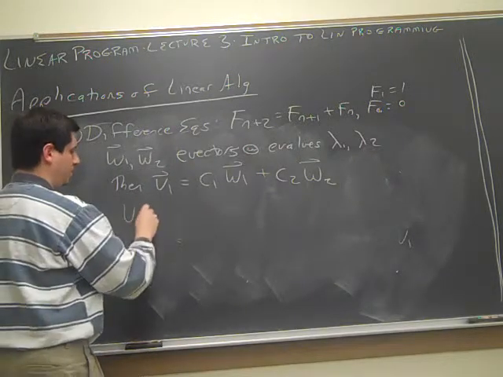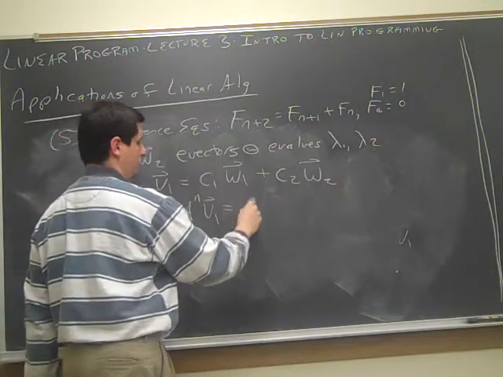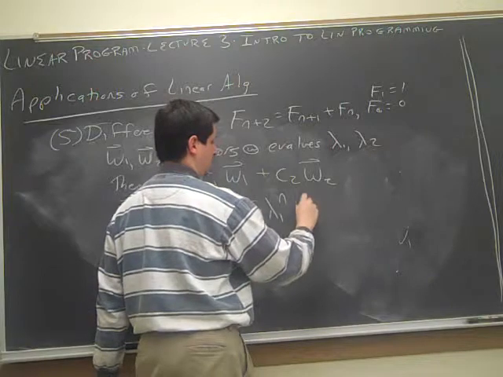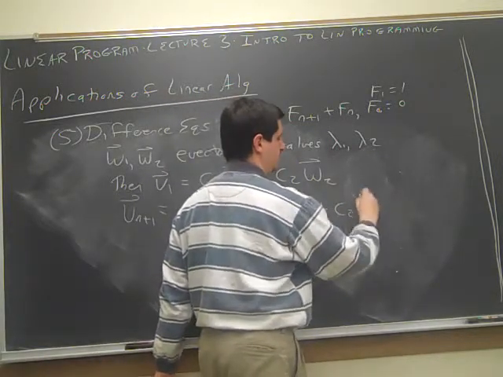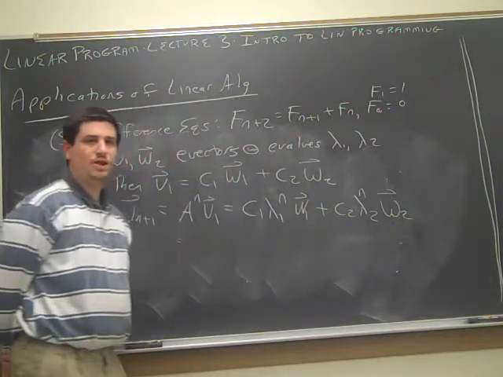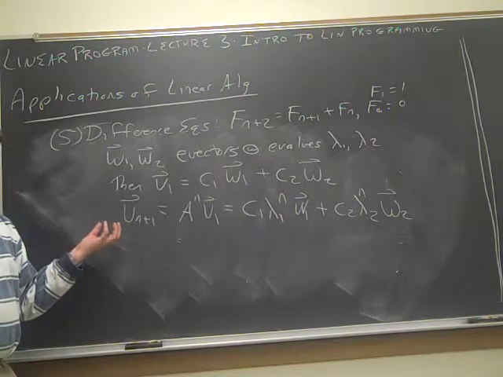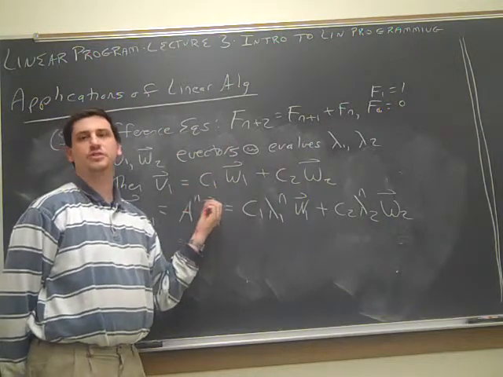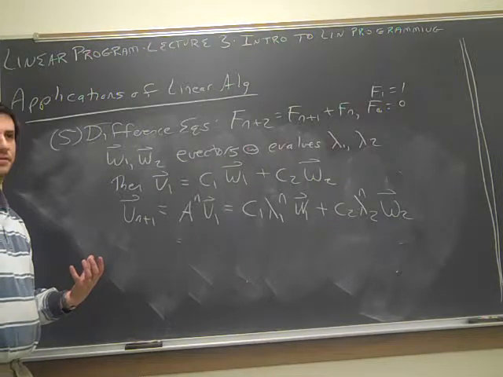And then you get Vn plus 1 is just A to the n V1. So it's C1 lambda 1 to the n W1 plus C2 lambda 2 to the n W2. And voila. Here's a nice way to solve in closed form a difference equation. Difference equations are discrete forms of differential equations. And so this gives you an idea of why they're so important to study.